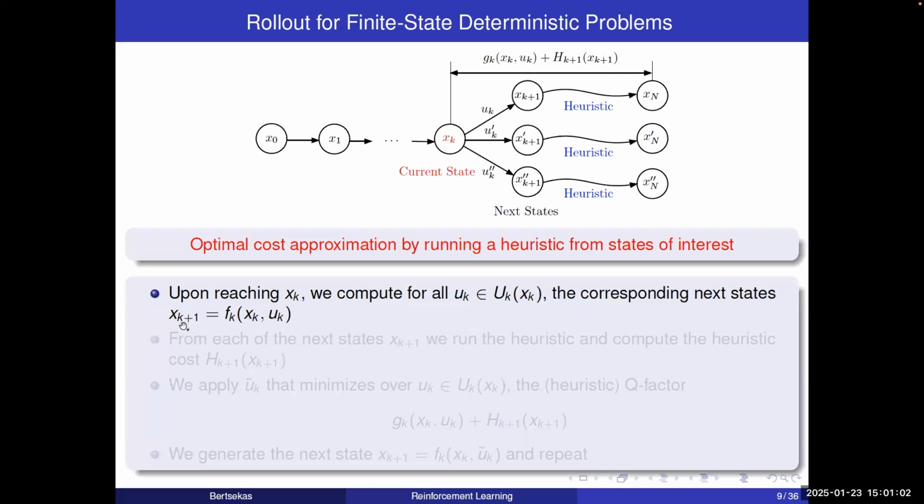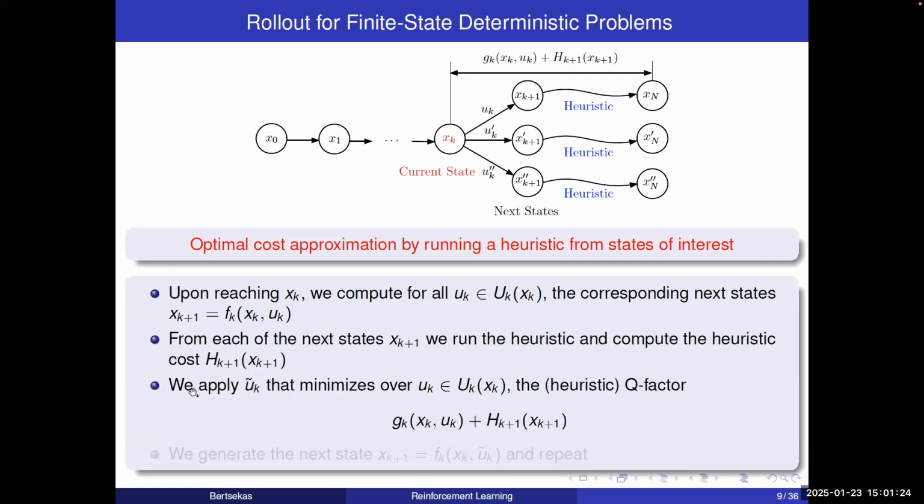So here it is. Upon reaching xk, we compute for all feasible u the corresponding next states. Then from each of the next states, we run the heuristic and compute the heuristic cost. And instead of J tilde, I'm denoting it by H to emphasize it's a heuristic. We're going to call this the base heuristic. Now we apply U tilde k that minimizes the heuristic Q factor. You can view this as an approximate Q factor.